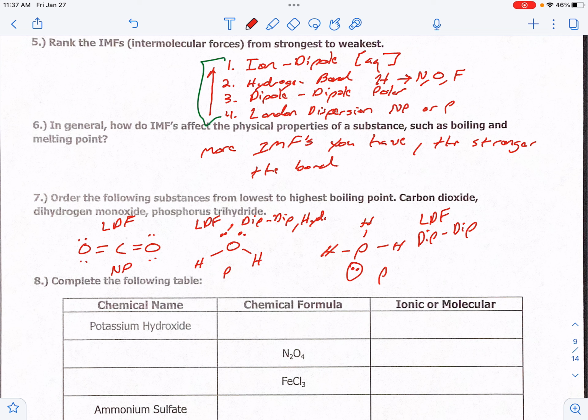So if I were to rank this from lowest to highest boiling point, lowest would be CO2. All it has is that LDF. A little bit higher would actually be my PH3, because I have 2 of the IMFs. And then the highest boiling point would actually be my H2O, because I've got all 3 types of bonds.